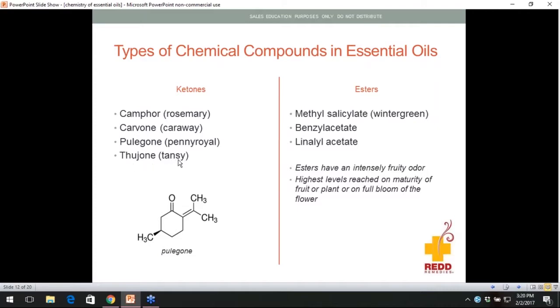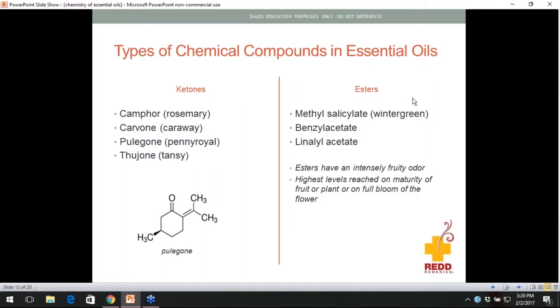It's actually what makes tansy poisonous. So you also have some esters. So methyl salicylate, that is what is in wintergreen, and that's what makes wintergreen poisonous. The thing about esters is that they're really intensely fruity, and this is when plant development becomes important, because the esters, so these compounds, are going to be highest when maturity has been reached in the fruit or the plant or full bloom of the flower.